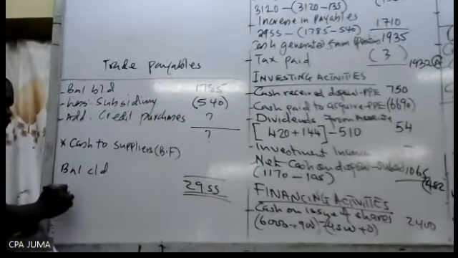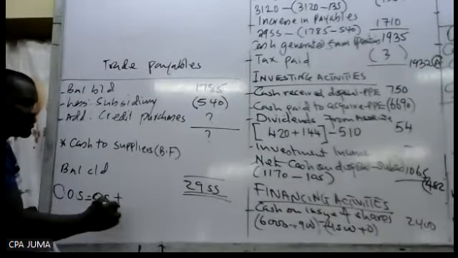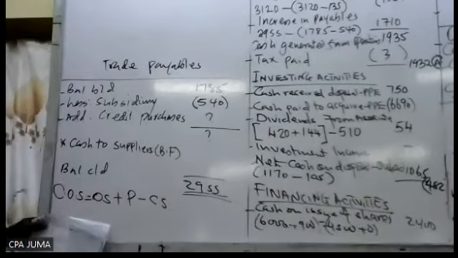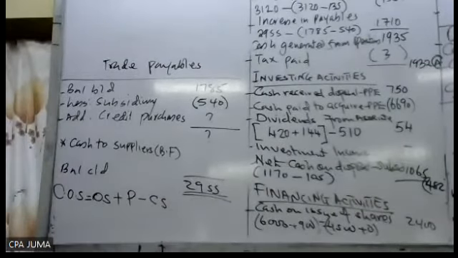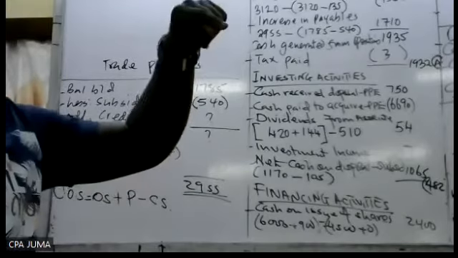How do you get cost of sales? Opening stock plus purchases minus closing stock. Use that formula. So we are going to assume that the purchases are all on credit.